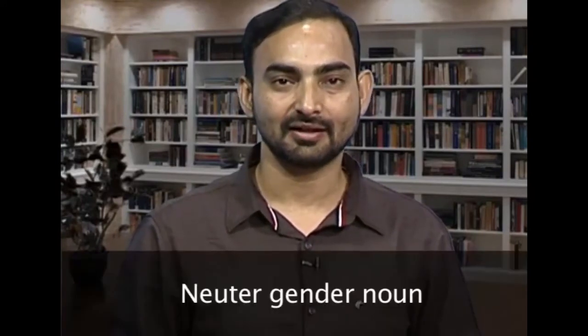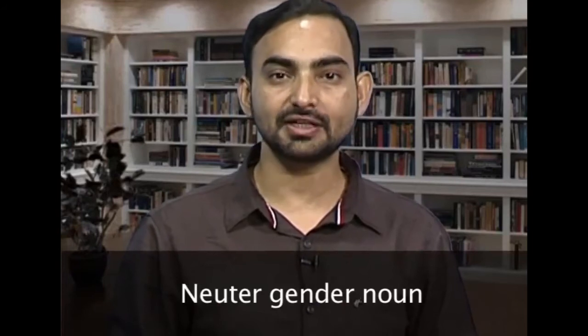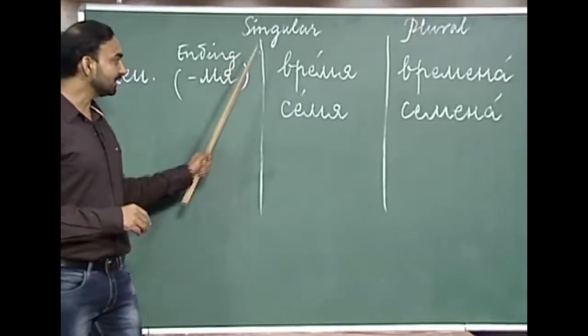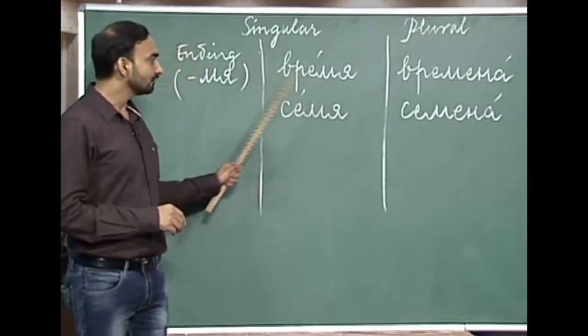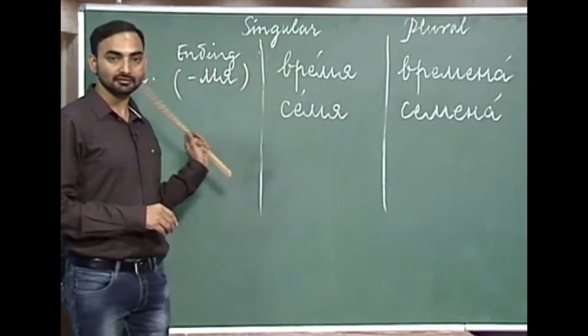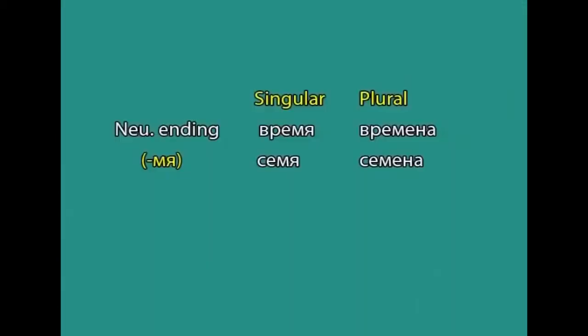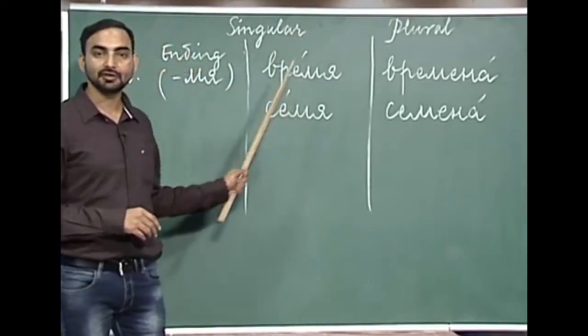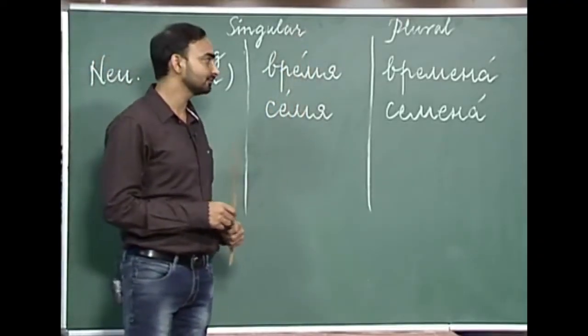While discussing gender of a noun, I had told you that there are very few nouns with mya endings, and mya ending nouns are neuter gender nouns. So, let us see how to form plurals of mya ending nouns. I have written here two nouns with mya ending, and these two nouns are neuter gender nouns. The first one is vremya. Vremya is time, and the second one is semya. Semya is seed.